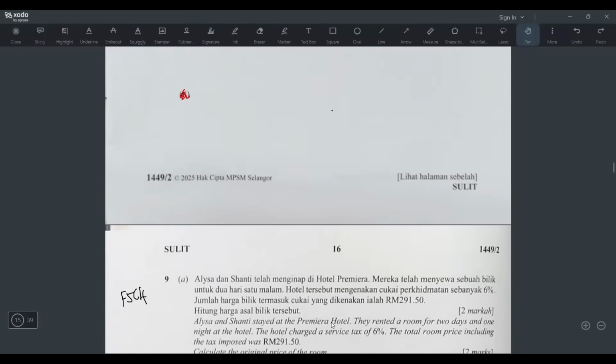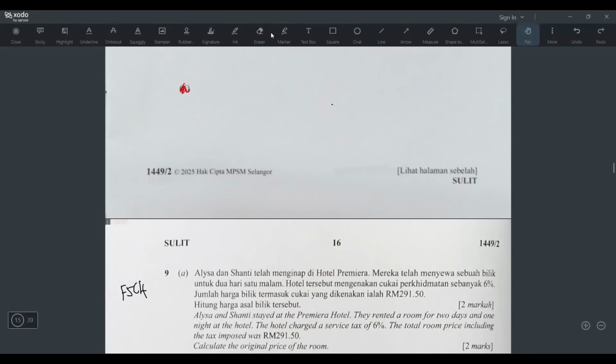Alicia and Shanti stayed at the Primera Hotel. They rented a room for 2 days and 1 night at the hotel. The hotel charged a service tax of 6%, and the total room price, including tax imposed, was 291.5. Calculate the original price of the room. Okay, so I think I understand now. So they want to find the original price of the room.